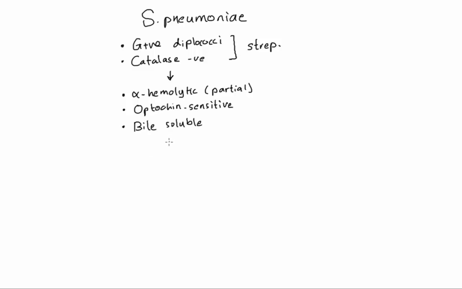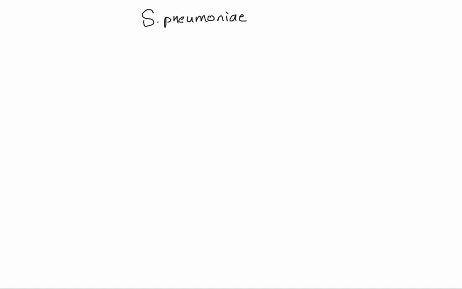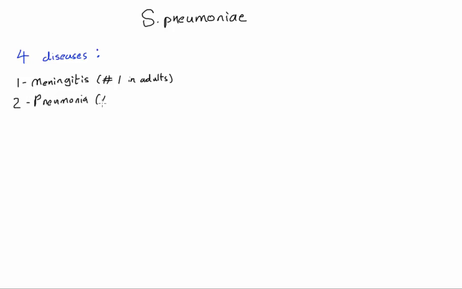Okay, now let's look at the diseases that strep pneumonia can cause. So it can cause four main diseases. And first one is meningitis. It's the #1 cause of bacterial meningitis in adults. It can cause pneumonia, from its name, pneumoniae. It's the #1 cause of bacterial pneumonia in adults. It can cause otitis media, which is infection of the middle ear, and it's the #1 cause of this in children.